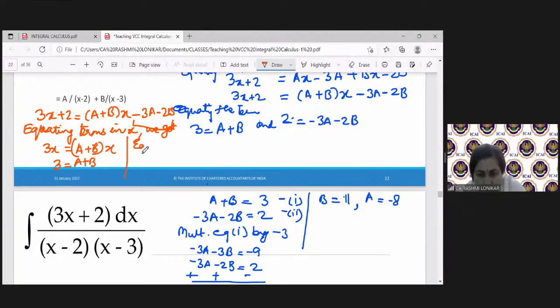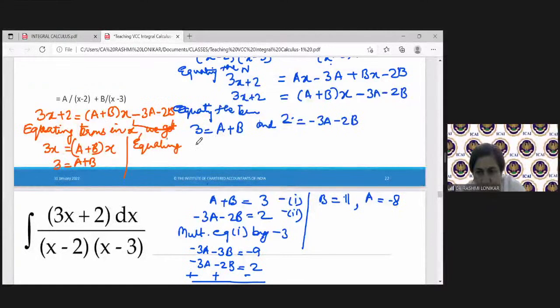Next is equating constant terms. Equating constant terms, we get, what is the constant term here? 2. And what is the constant term here? This is minus 3A minus 2B. Right? Why? Because there are no terms of x here. A and B are constant terms. So these two equations come from this. So this is my first equation and this is my second equation. Right? Hope that clears it.